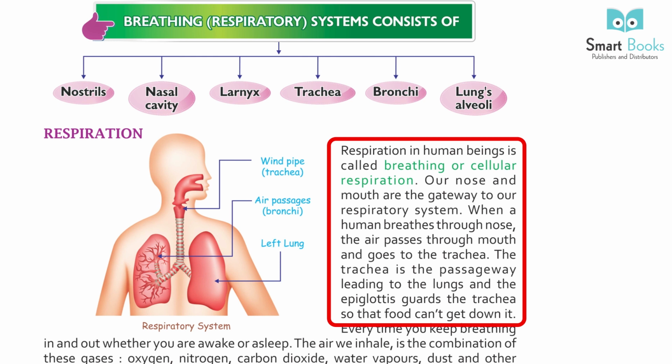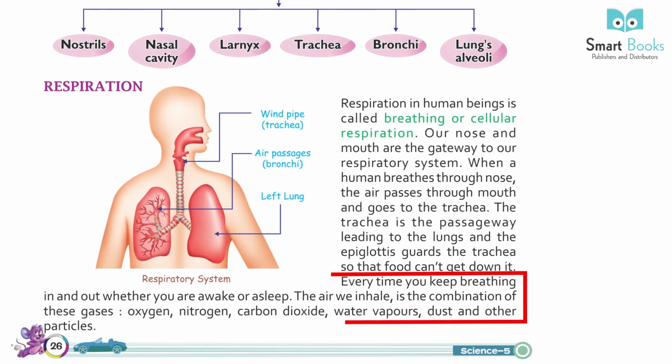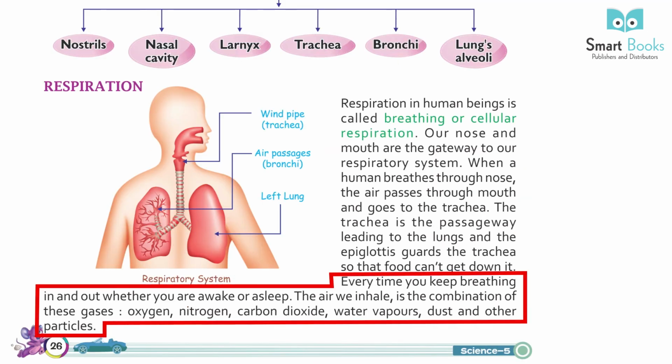Our nose and mouth are the gateway to our respiratory system. When a human breathes through the nose, the air passes through the mouth and goes to the trachea. The trachea is the passageway leading to the lungs, and the epiglottis guards the trachea so that food cannot get down it. Every time you keep breathing in and out, whether you are awake or asleep. The air we inhale is a combination of these gases: oxygen, nitrogen, carbon dioxide, water vapors, dust, and other particles.